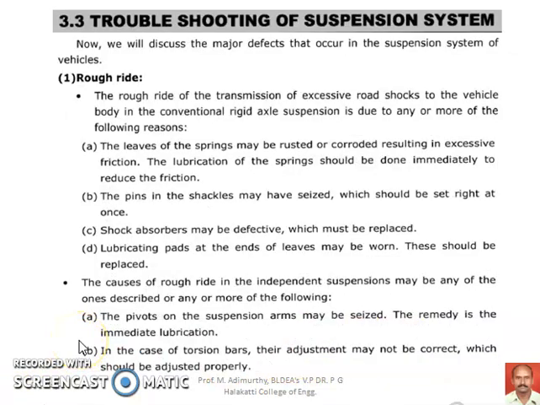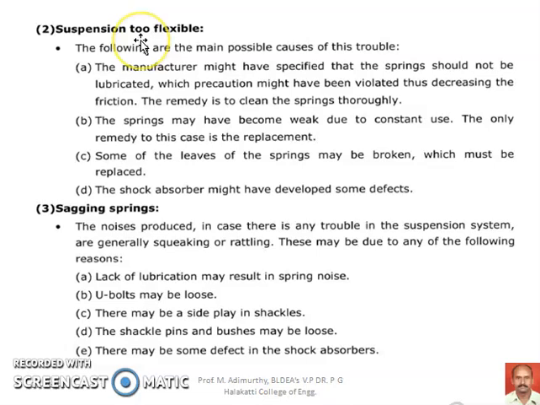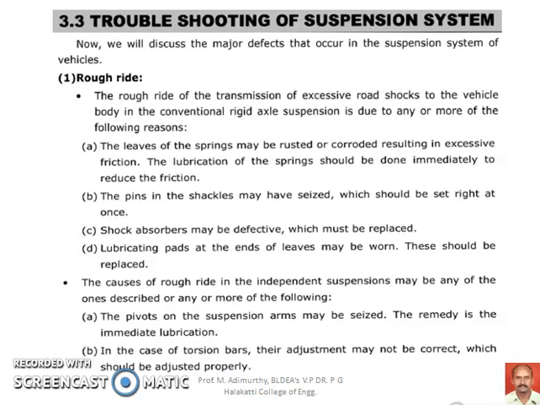Now let us go through the troubleshooting of suspension system. The major problems that the suspension system encounters are: one is the rough ride, second one is the suspension system too flexible, and third one is the sagging of springs. Now let us go through what are the reasons for the rough ride. So if it is a rigid axle suspension system, the reason for this rough ride may be the rusted leaves, which results in excessive friction. So proper lubrication and maintenance of the springs will reduce this friction and the ride can be smooth.